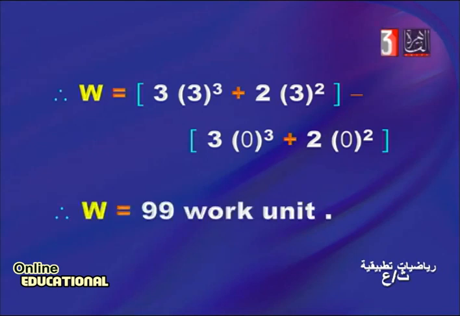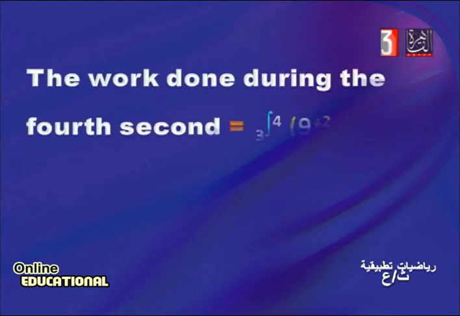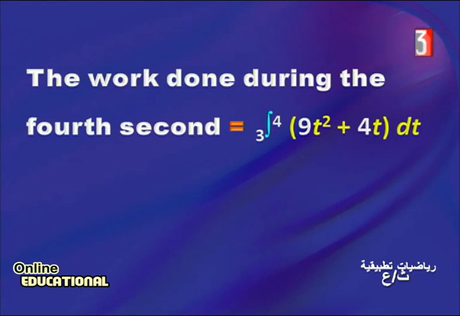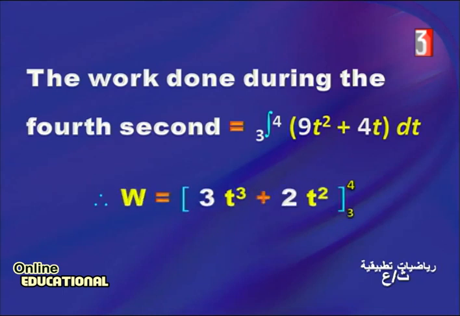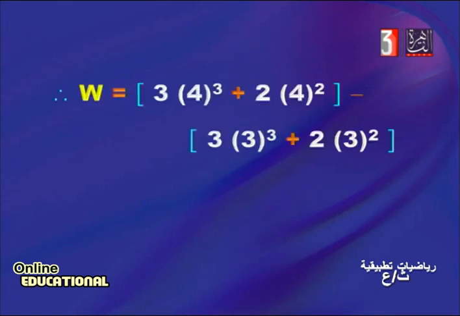What about the work done during the 4th second? The 4th second is from time 3 to time 4. Then the work equals 3t³ plus 2t² from 3 to 4. And we can substitute in this relation. Then the work equals 3 multiplied by 4³ plus 2 multiplied by 4², minus 3 times 3³ plus 2 times 3², which equals 125 work unit.